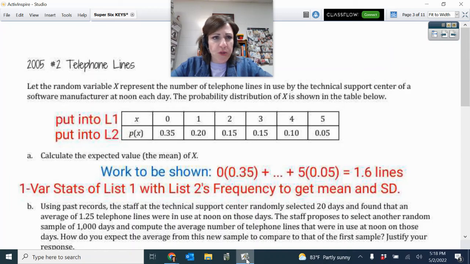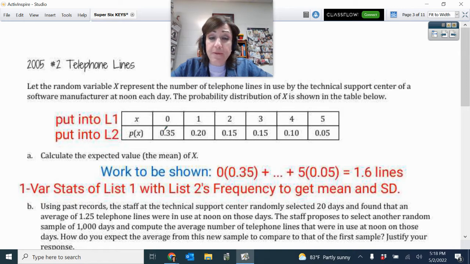All right, our next Super Six was the telephone lines. This one primarily focused on the probability units. We had discrete random variables. And so you can see we had discrete random variables because this was the exact number of phone lines that were in use at noon each day: 0 phone lines or 1 phone line or 2 or 3 or 4 or 5.